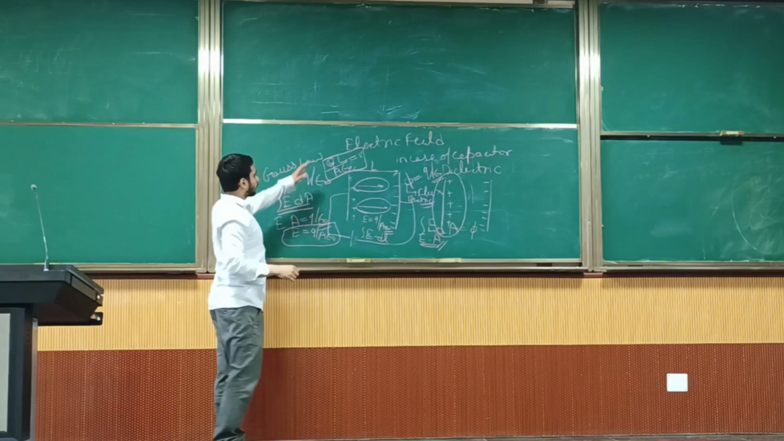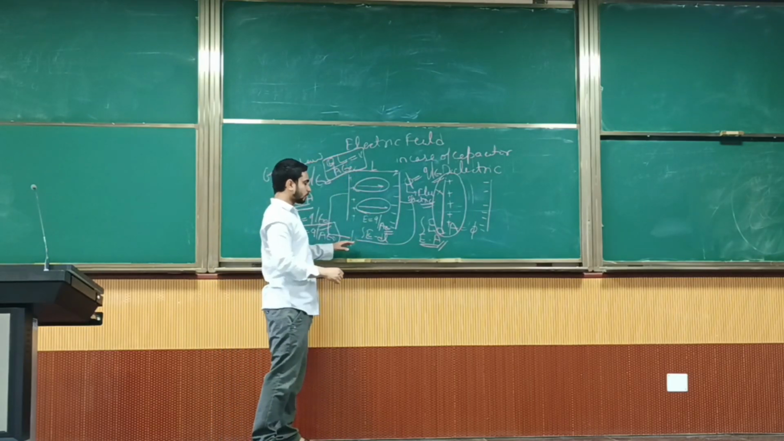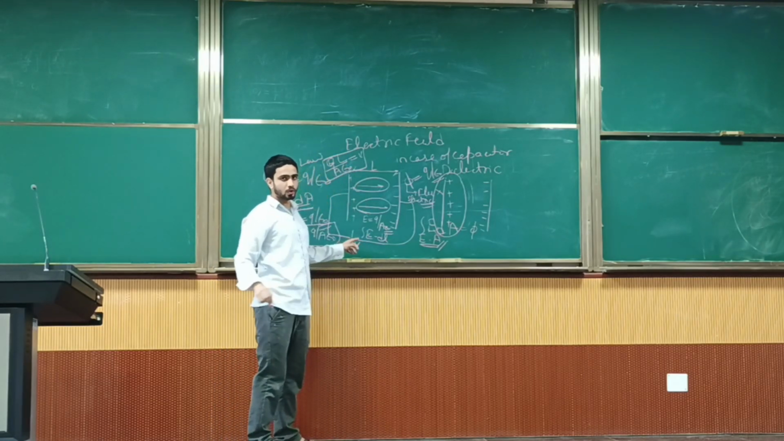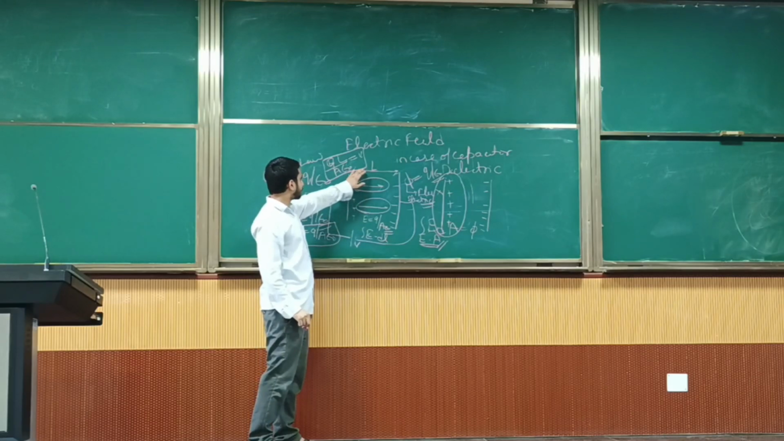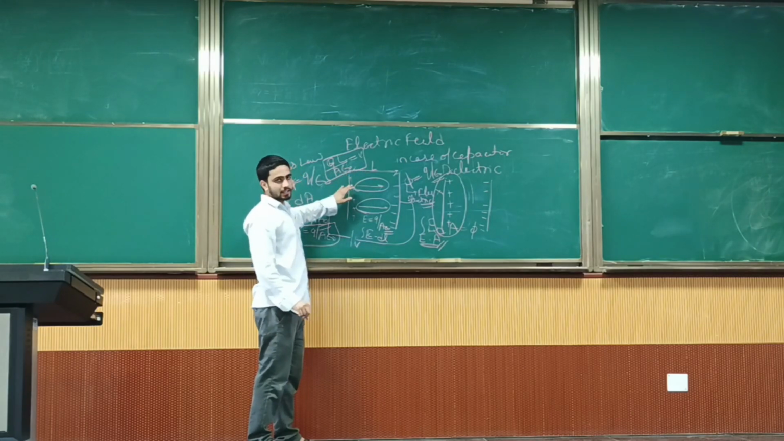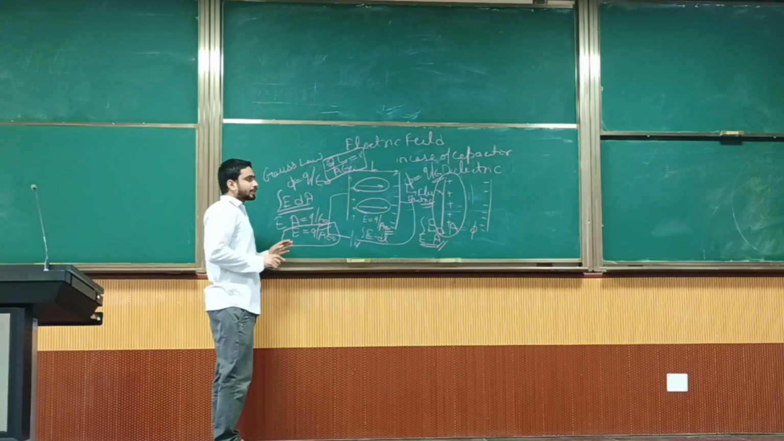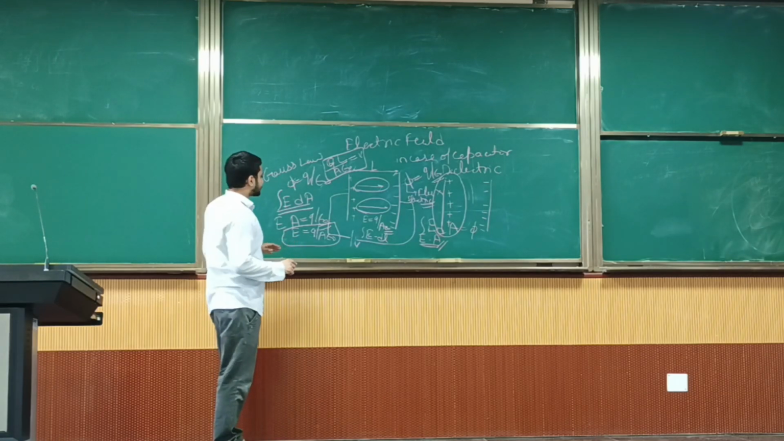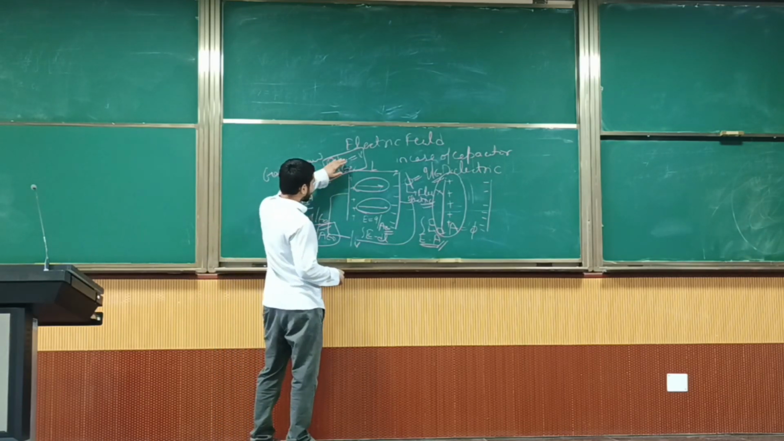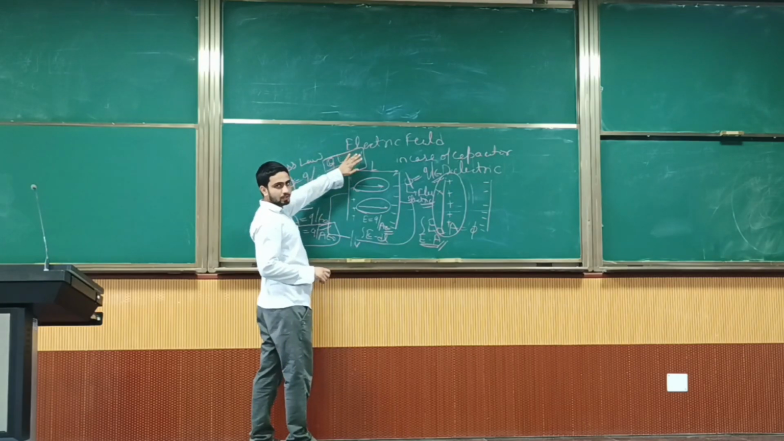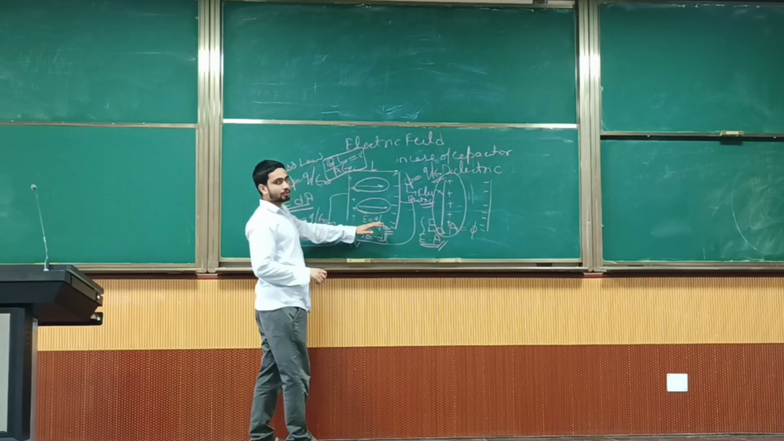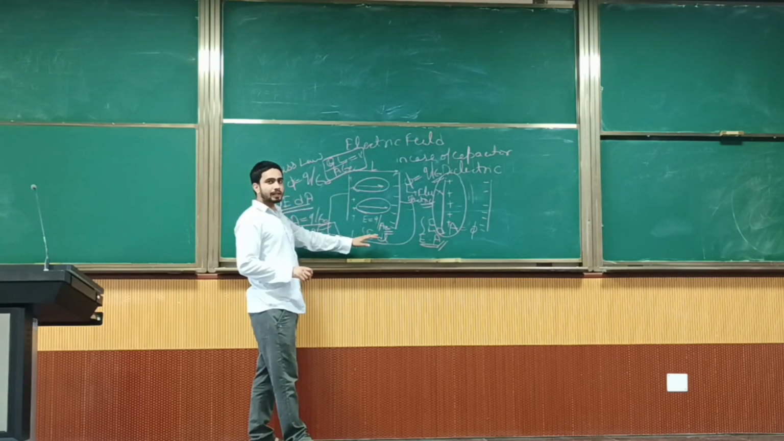So Q times L upon A epsilon naught is equal to V. It will be equal to this potential V. Here L is the length between the two plates of the capacitor and A is the area of the plate. Like this we will see what the voltage is in the case of the capacitor and what the electric field is in the case of the capacitor.